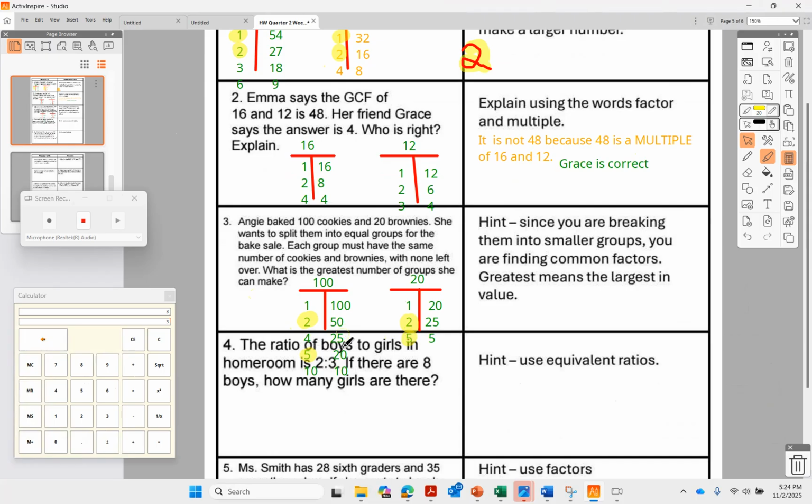And she could group them into, sorry, I made a mistake. This should have said 20. And she could group them into groups of 20. Okay, so those are her common factors. So we're going to make some sense of this here. So if she has 100 cookies and 50 brownies, she could make 2 groups. She could make 2 plates.